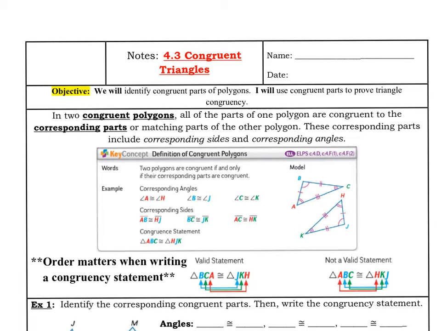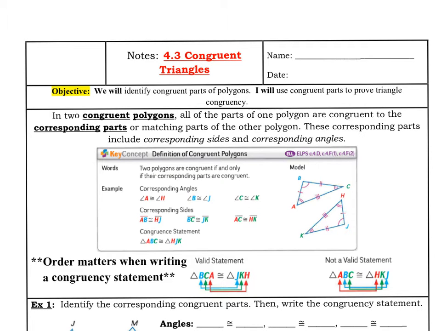Hey folks, welcome to Chapter 4, Section 3, Congruent Triangles. In this video we're going to identify congruent parts of triangles, and with that information we're going to conclude that these two triangles are in fact congruent.